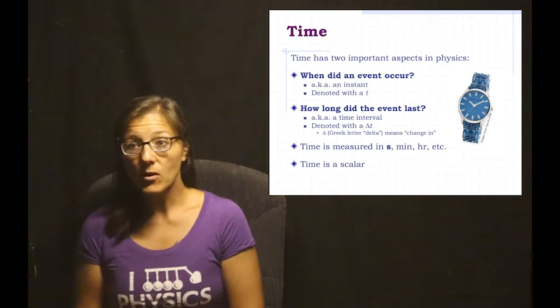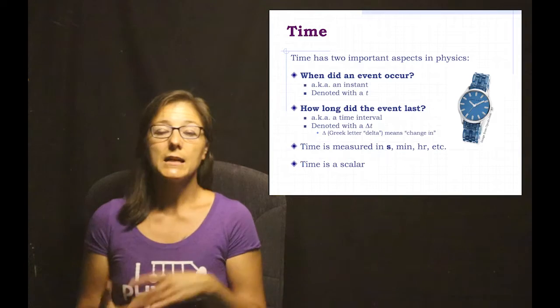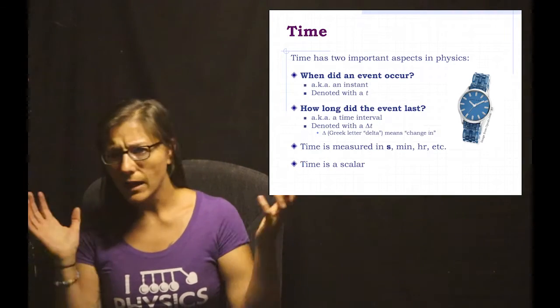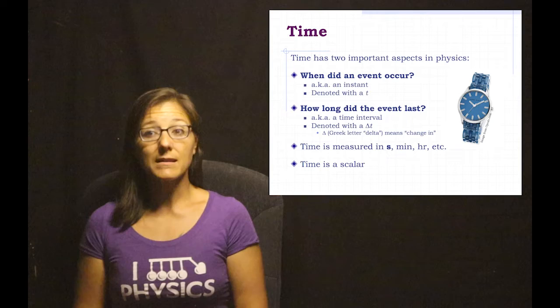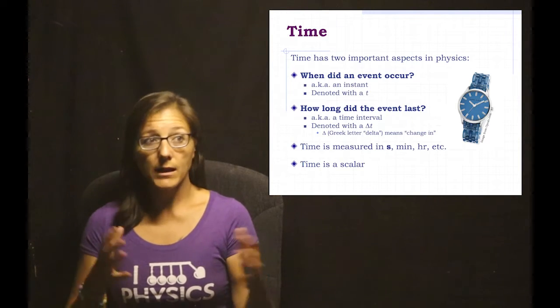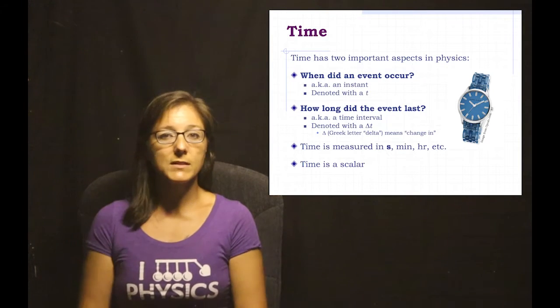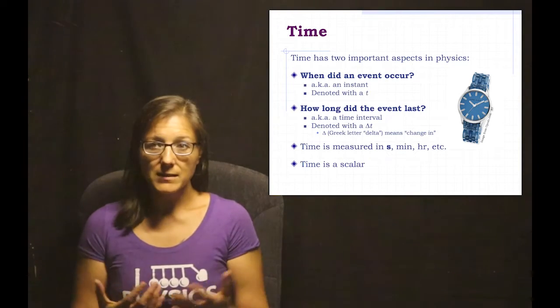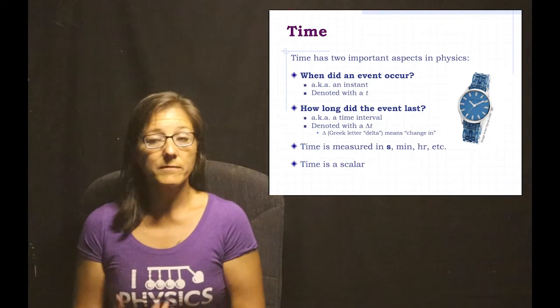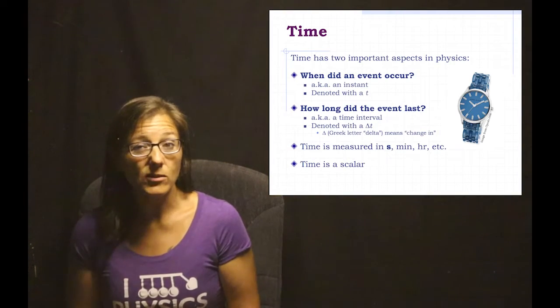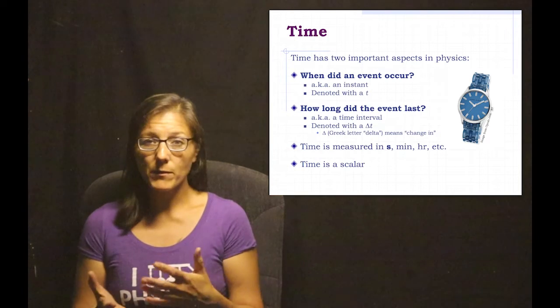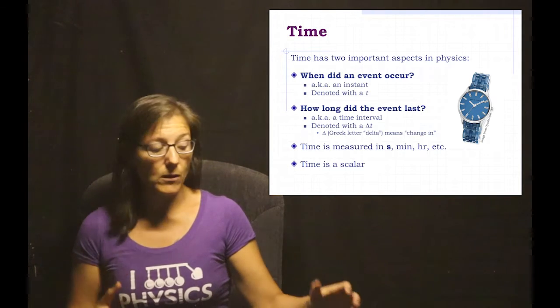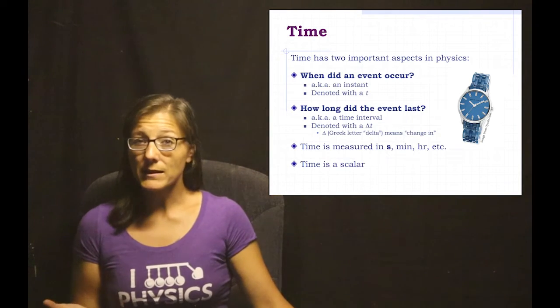And the units of time you're already pretty familiar with: seconds, minutes, hours, years, all of that stuff. Most of the time we like to use seconds in physics. That's our international system base unit of time. But time is typically treated as a scalar. I don't think I've ever seen it treated as a vector. But the main way we talk about time is we talk about time intervals. How long did something last? Why do I bring this up?